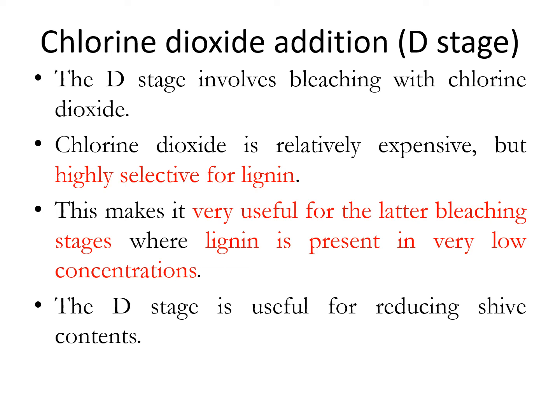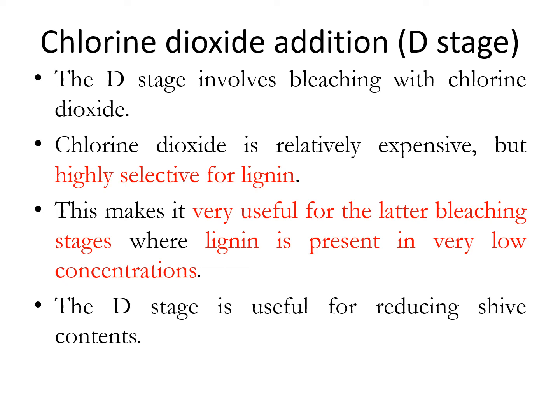Now, definitely, as it is an expensive one, it is normally used at the latter bleaching stages. Why? Because lignin presence is less at the latter stage actually. At the latter stage means after these four steps, or after the initial steps, this chlorine dioxide is used for bleaching. Now this stage is very useful for reducing the shive content also.